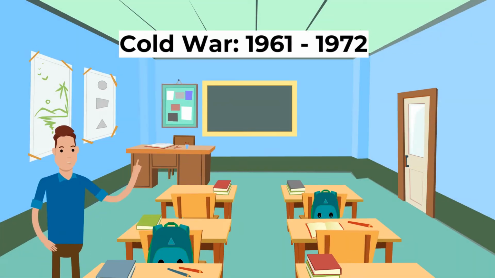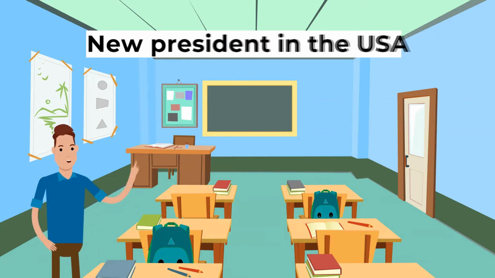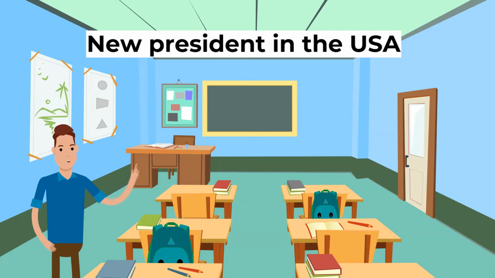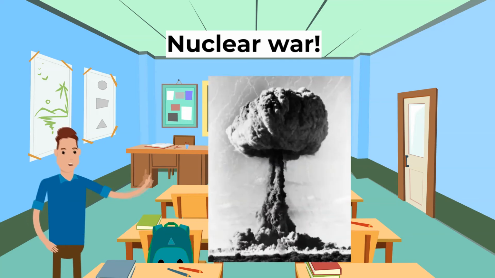In today's video, we'll be looking at the Cold War between 1961 and 1972. Just as the 1960s started, a new American president entered the White House. The Cold War was about to enter its most critical phase, when the world would be pushed to the brink of nuclear war.